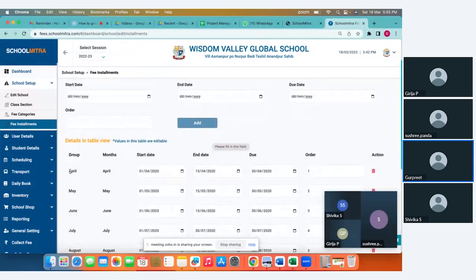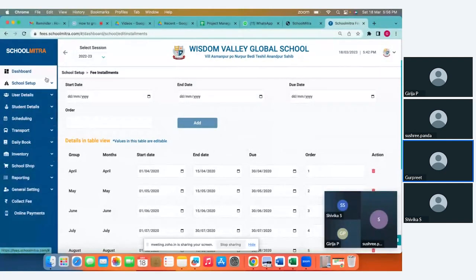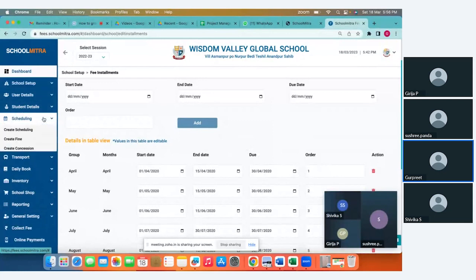So for the month of April, it starts on 1st of April and ends on 15th of April, but the due date for April is kept as 30th of April. That means post 30th, the fines will get levied on the parents if they are defaulters. So that's the relevance of due date. I hope, since we all are from the same background, we are used to these terminologies. Then once the school setup is done, comes the main part, that's the scheduling.